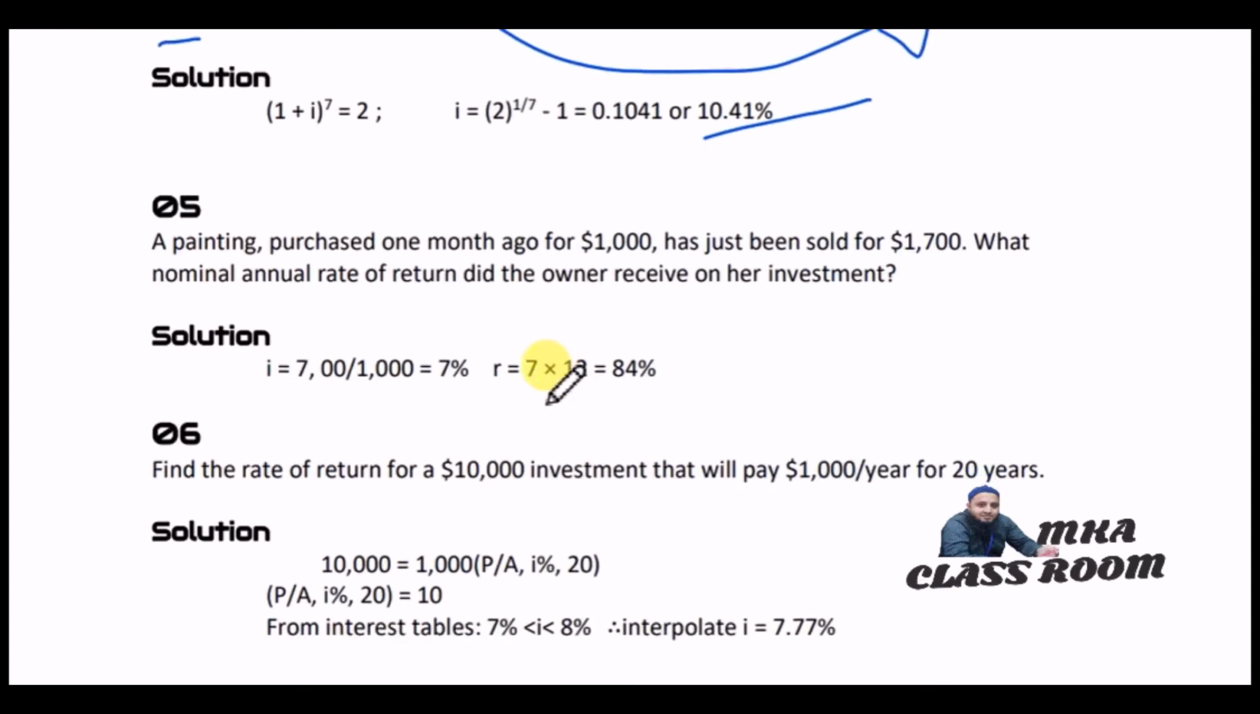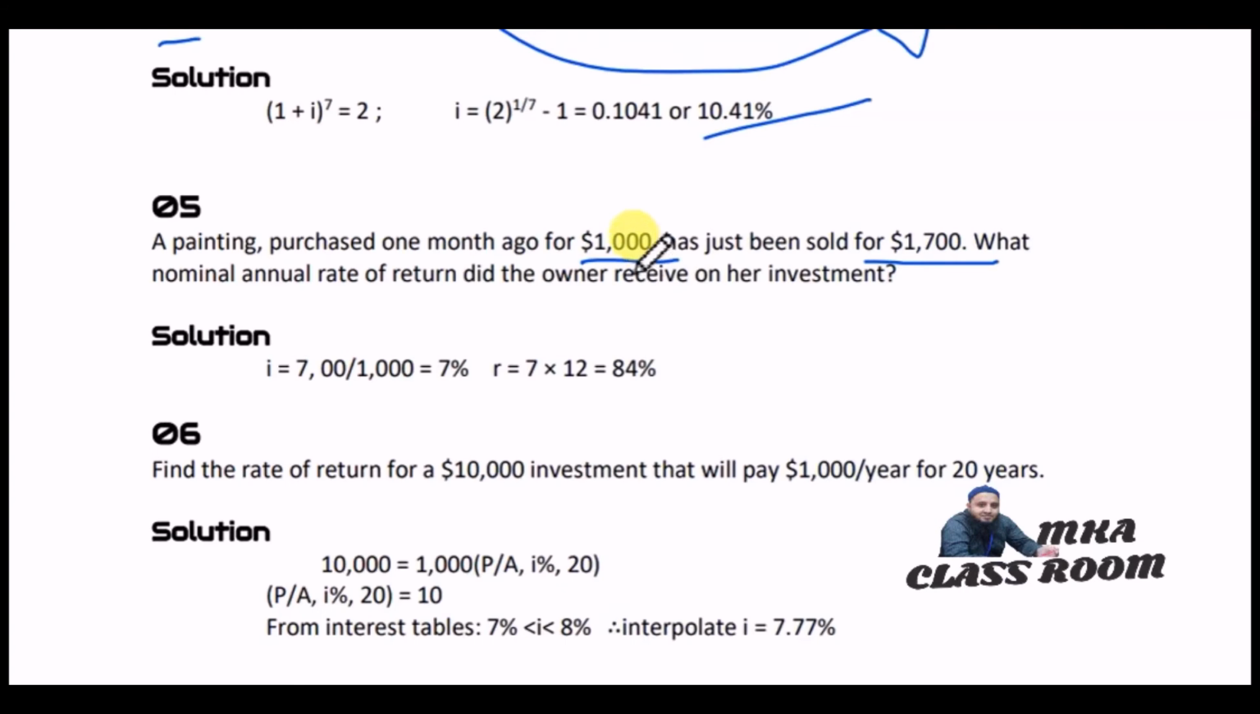Using the present value or future value formula, you have the answer 10.41%. Number 5. A painting purchased 1 month ago for $1000 has just been sold for 1700. What nominal annual rate of return did the owner receive on her investment? That is too easy. It says 1 month ago he purchased for 1000 taka. After that he sold it for 1700. What will be its nominal rate?